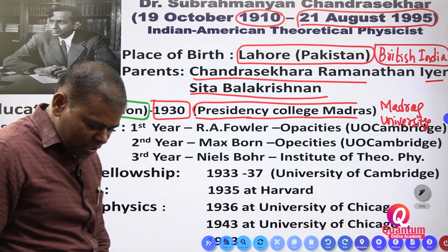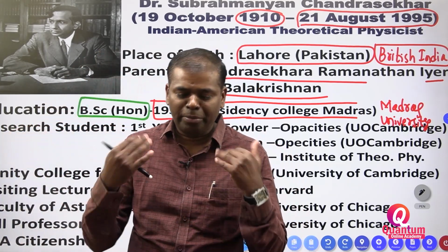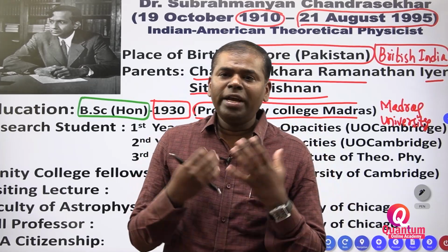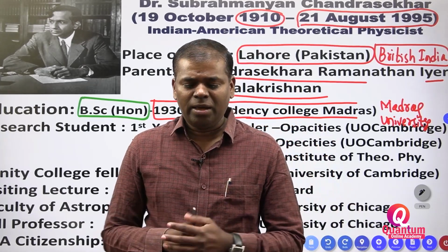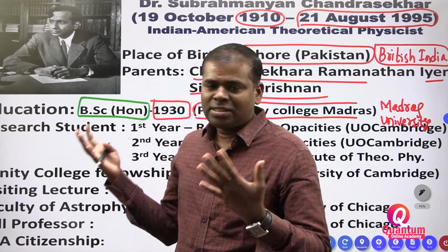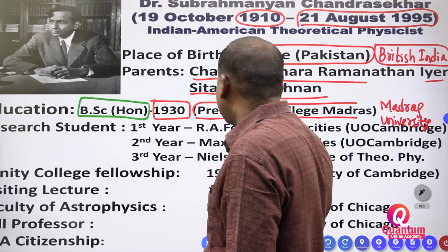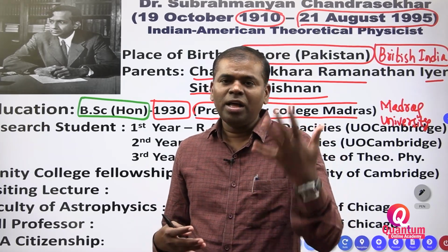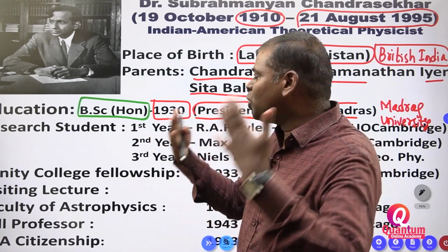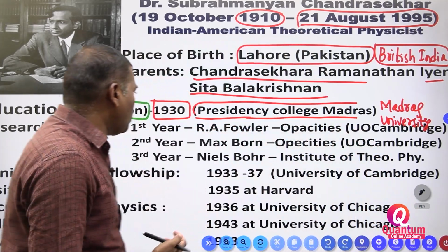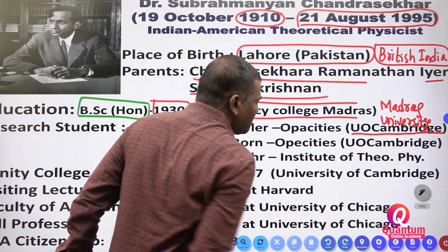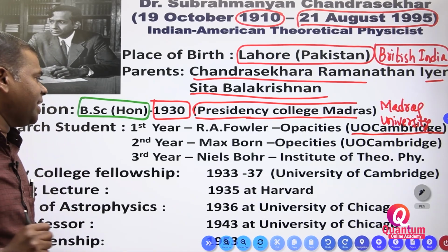After the BSc honors degree, he got a scholarship from the Indian government to go abroad. Even in those days the government gave money, because Ambedkar also went and studied in London, since British India was there at that time. He got the scholarship and went to London, to the University of Cambridge. He studied three years there.